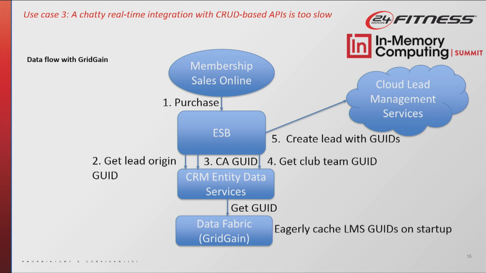So our solution, you probably guessed, we use the data grid to cache. We eagerly, on startup of the data fabric or the data grid, call the APIs for the lead management system saying, get me all 50 states and their GUIDs. We cache them in our data fabric. We do the same for the club team or the location GUID that we need. We do the same thing for the lead origin. A lead origin's like, are they a lead in the club or on the web? Did they download a 7-day pass? Those kinds of things. We store it in the cache. Now when you make a purchase, we don't chat back and forth 4 times to the CRM system with their APIs. Instead, we chat back and forth 4 times with a service we created backed by the in-memory data grid. And we'll show some timings on how fast that is.